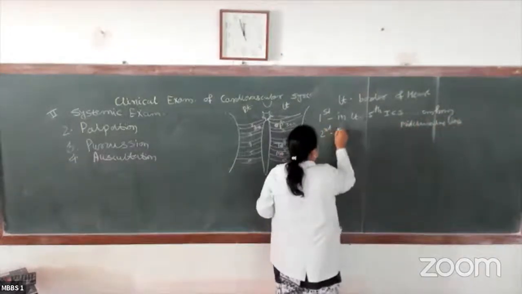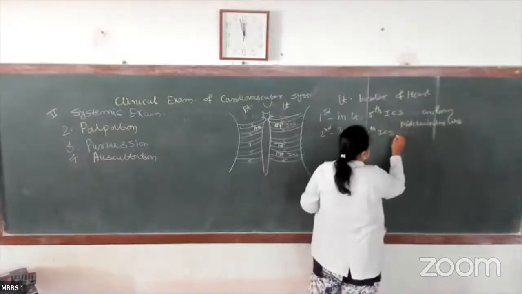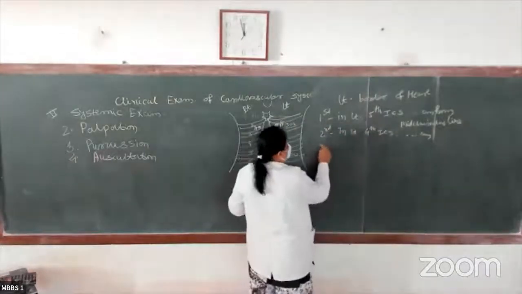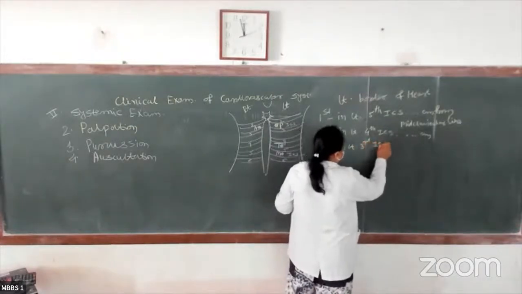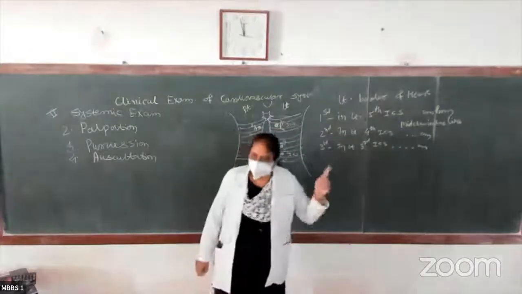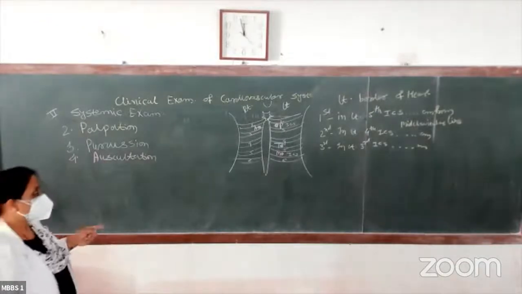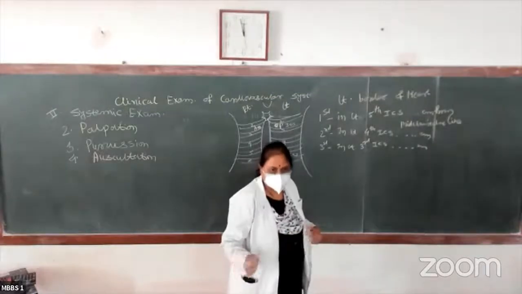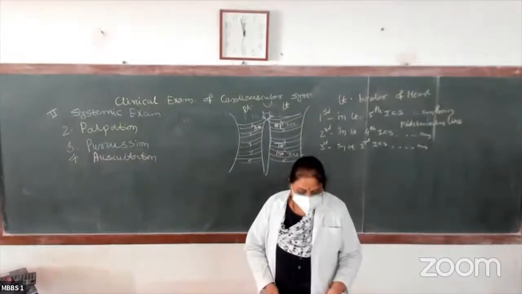Second, in left fourth intercostal space, dash centimeter from midclavicular line. Third point, in left third intercostal space, dash centimeter from midclavicular line. By joining these 3 points, I got the left border of the heart. For the right border, the right border lies behind the sternum. This one.